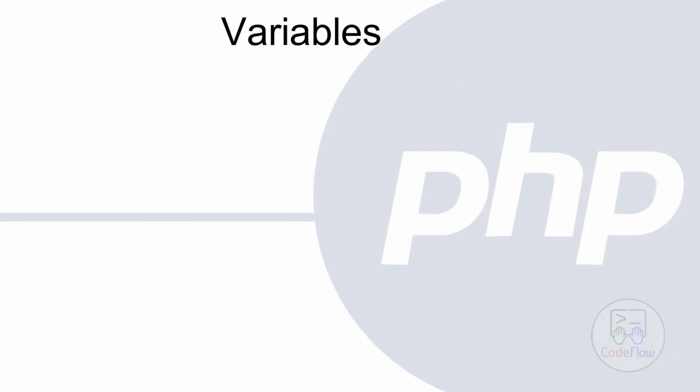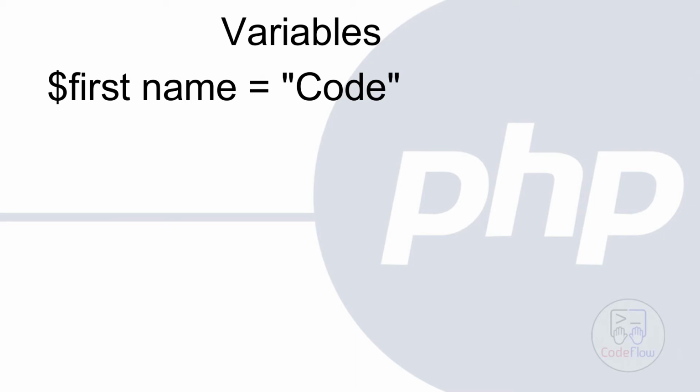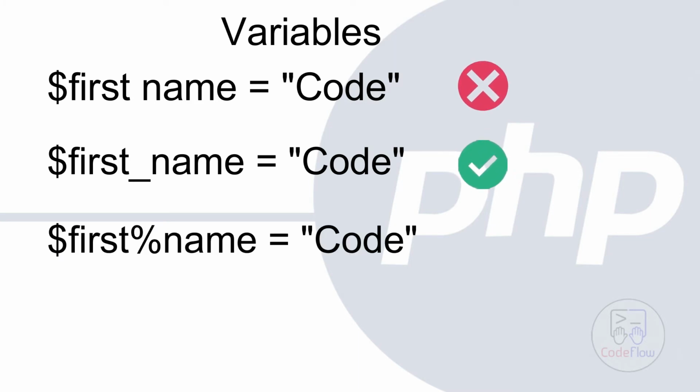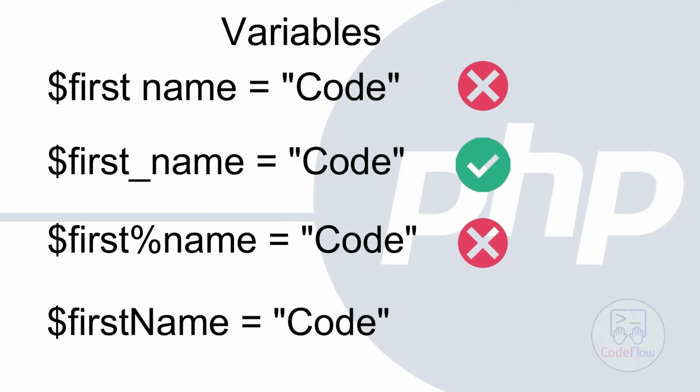Let us see how to write a variable name. Space is not allowed in a variable name, but underscore is accepted. You should not use special characters as a variable name. Mixing uppercase and lowercase letters is accepted.